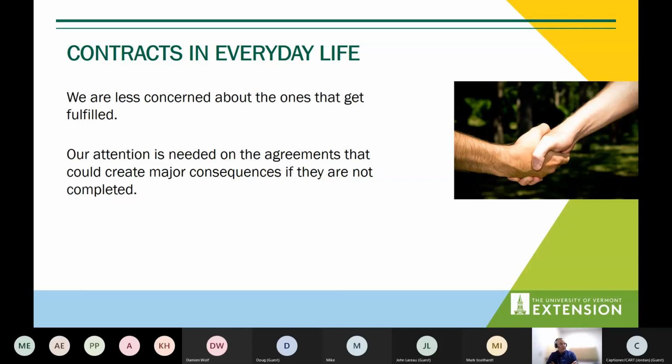With contracts, we're less concerned about the ones that get fulfilled. Business and purchase contracts get fulfilled on a daily basis and are never written down. We buy things, we transact things regularly, and often it works out. But the ones we want to put our attention on are the agreements that could create major consequences if they're not completed and fulfilled. I hate to be worst case scenario, but this is risk management. We have to have that thought process of what could go wrong, and whether there are ways we feel we want or need to be protected.